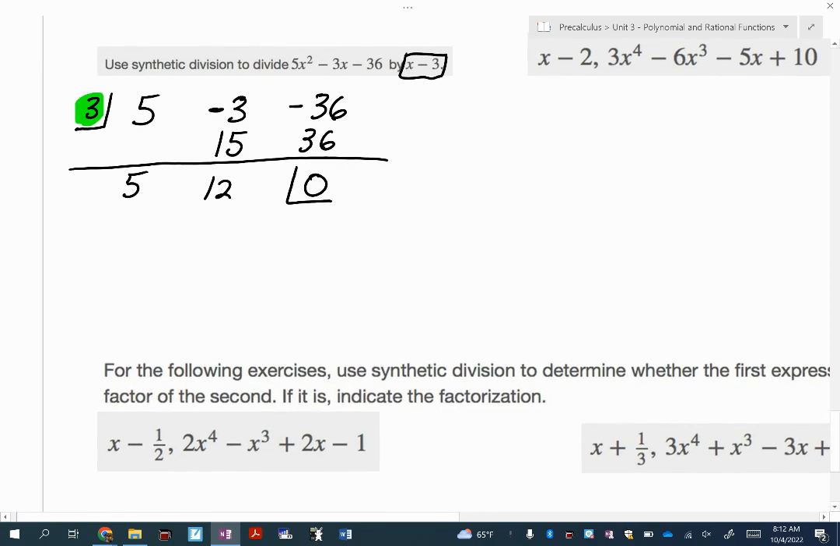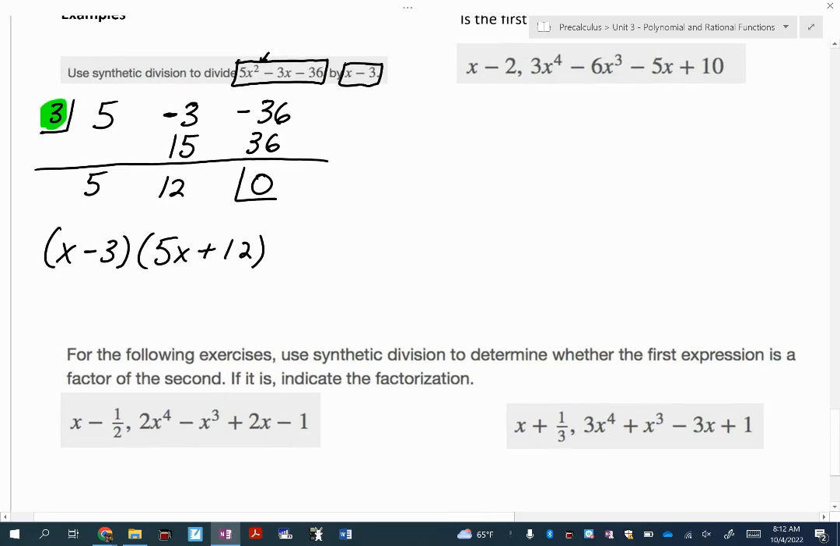It also means, for our purposes, that x minus 3 times, and I'm going to do my 1 less than x squared, is 5x to the first power plus 12. These are the factors of 5x squared minus 3x minus 36. That's what happens when you get 0.